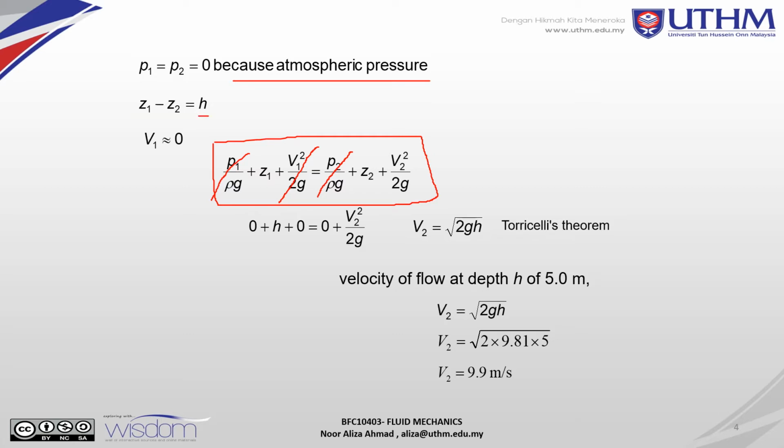So we just have the velocity V2 squared over 2g. This is called Torricelli's theorem, to find the velocity at point 2. The velocity of flow at a depth h of 5 meters, so you insert all the values here and get the velocity at point 2. We get 9.9 meters per second.